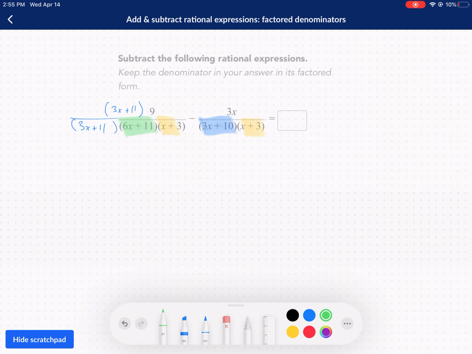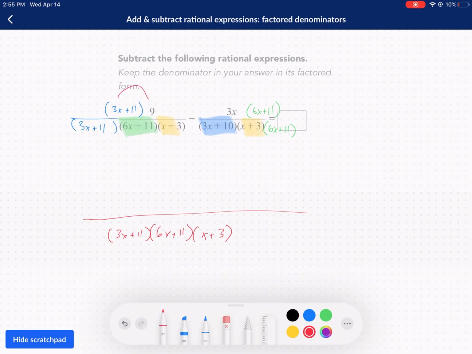Now this one on the right, this was missing the 6x plus 11. So we need to put that there. And then we also have to put it in the top. Okay? Now we know our common denominator is going to be 3x plus 11 times 6x plus 11 times x plus 3. Okay? Now, second step, we need to distribute here.